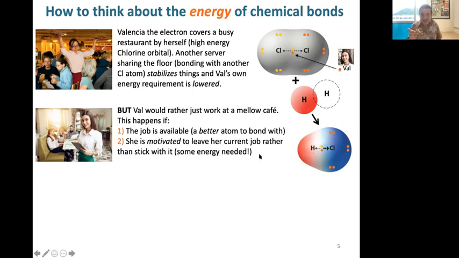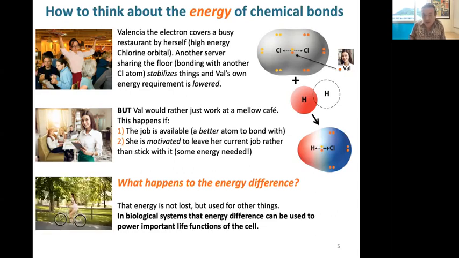So the question is, what happens to that difference in energy? Val was always very frantic running around the restaurant in her first job. Now look how happy she is, right? She's super happy in her new French bistro. What happens to that difference in energy? That energy is not necessarily lost in living cells, but it can be used for other things. So in this case, Val has free time. She can do some other things, right? Go for bike rides, whatever.